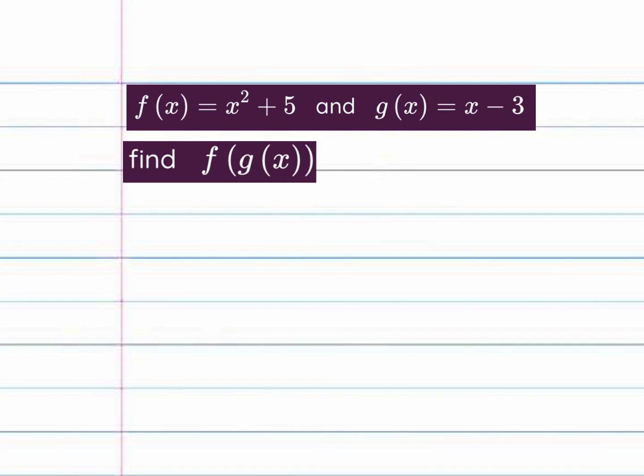So just to remind you, if I told you find f of 5, what does that really mean? That means for you to plug 5 into your f of x function, not the g of x, right? So you're going to take the 5 and put it right there. 5 squared is 25 plus 5 is 30. However, we don't have f of 5. What do we have? We have f of, and instead of 5, there's g of x.